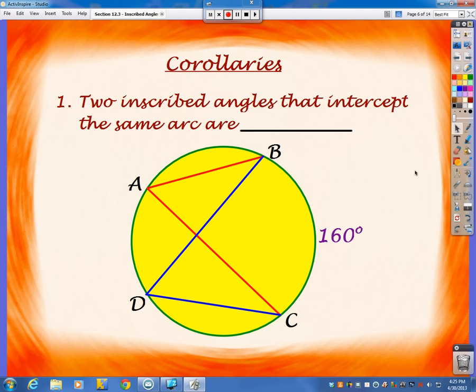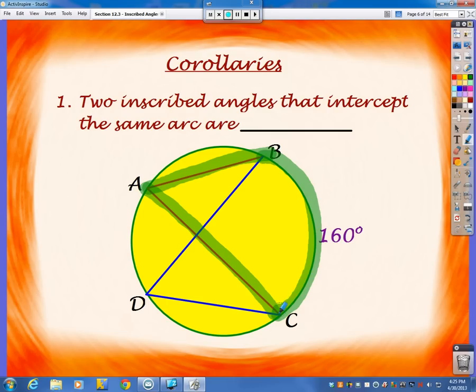Now for a few corollaries, and corollaries are like theorems in a way, but they come from other theorems, very similar theorems. So 2 inscribed angles that intercept the same arc are what? So let's just kind of look at this real quick. Angle A goes all the way to B and goes all the way to C, and everywhere in between is its arc, which is that 160. Okay, so we could figure out angle A. Hey, that's 80 degrees, no problem.